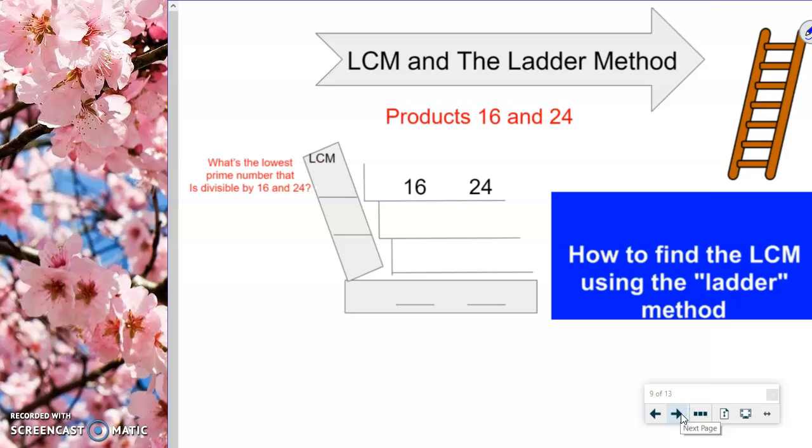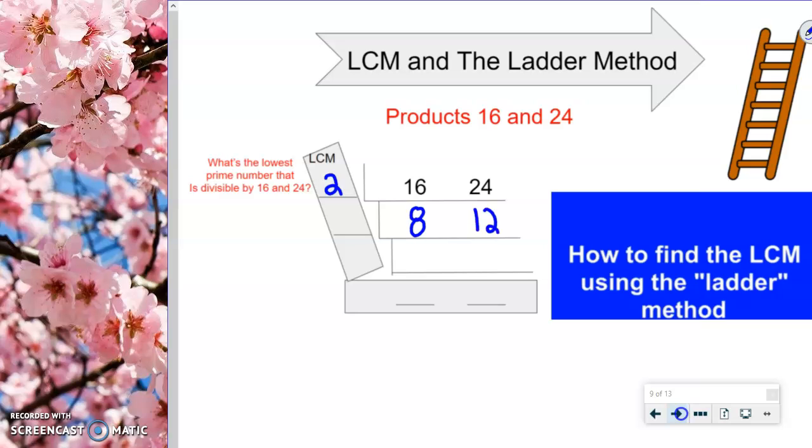It is using a little bit of a modified ladder method, but using it to find not only greatest common factor, but also least common multiple. So first, ladder method. I put this into a ladder, and I think to myself, what number can I divide out of both 16 and 24? I see that they're both even, so I know I can divide a 2 out of both of them. Well, 16 divided by 2 leaves me with 8, and 24 divided by 2 leaves me with 12.